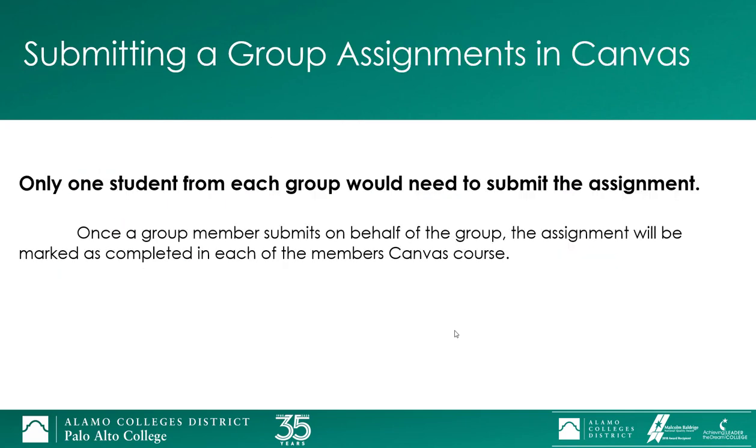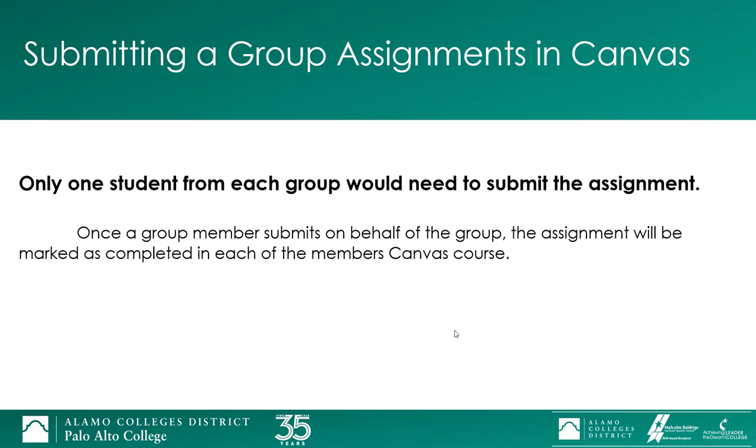Something else you would really need to explain to the students is that when submitting a group assignment in Canvas, only one student from each group would need to submit the assignment. So if there are 4 groups, then there should only be 4 submissions. And they need to understand that once one group member submits on behalf of the group, the assignment will be marked as complete for each of the other members in that Canvas course.